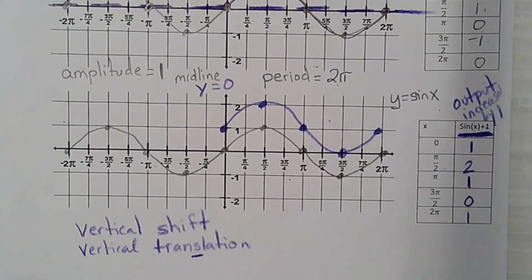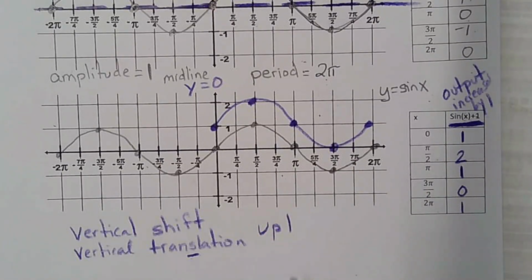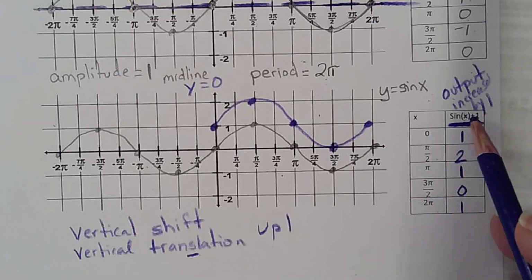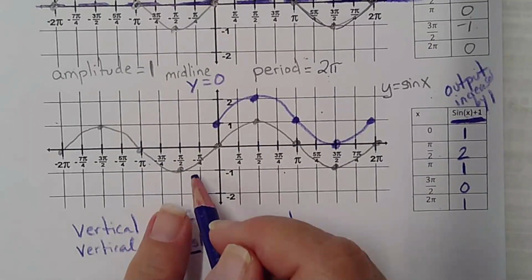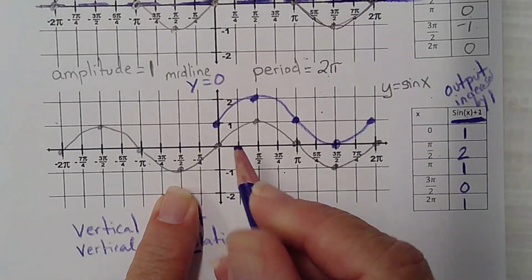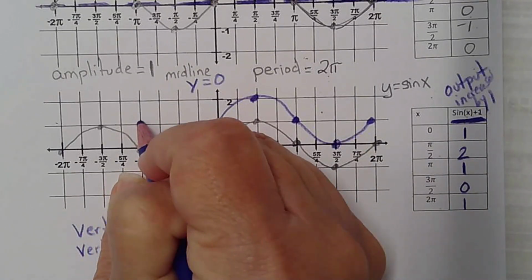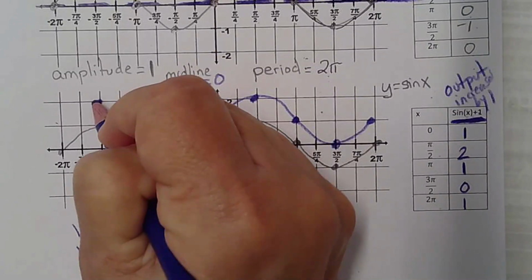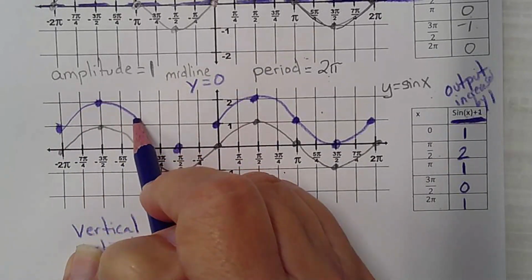Translation is one of your transformations, and I always remember it has an SL because it slides. On a vertical shift or vertical translation, the whole thing just slides up 1. And we went up 1 because it had a plus 1 after the sine of x. So what's going to happen to these points? They're all going to go up 1 also. So you could go to this point and just go up 1, go to this point and go up 1, go to this point and go up 1, go to this point and go up 1, and there's the other side of your sine graph.